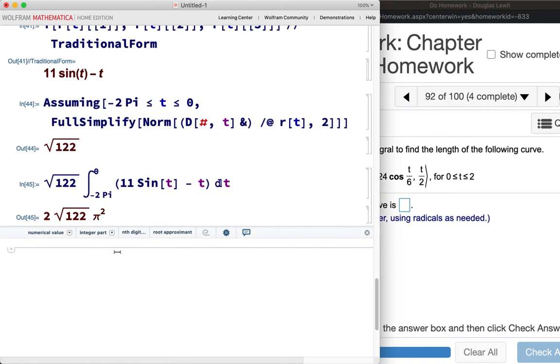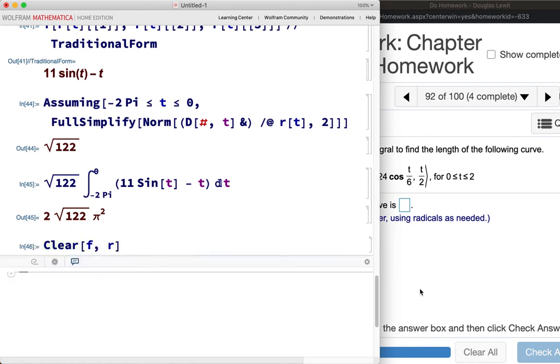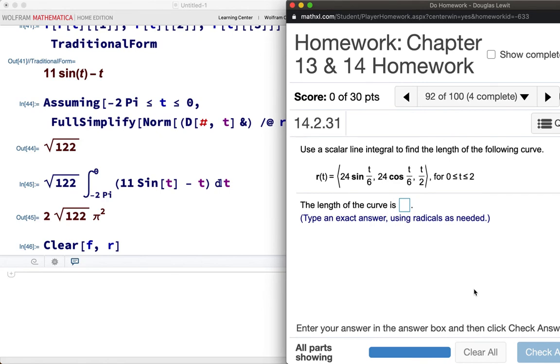Okay, so again, clear F and R. Let's see what we have over here. Use a scalar line integral to find the length of the following curve. This is actually going to be pretty easy to do. So f of t is simply going to be 1. This is very similar to the previous problems that I did, except f of t in this case is super simple. It's just the number 1, the function 1.